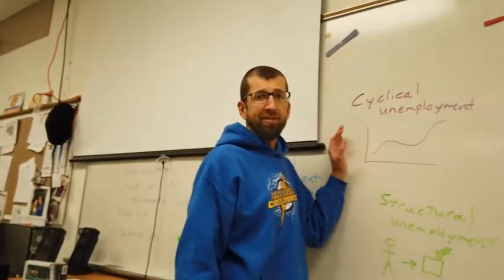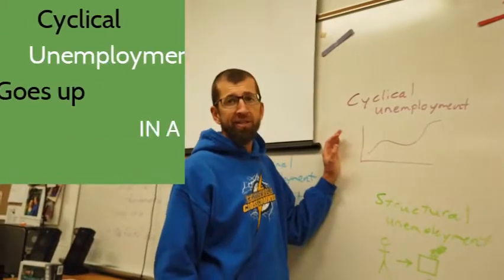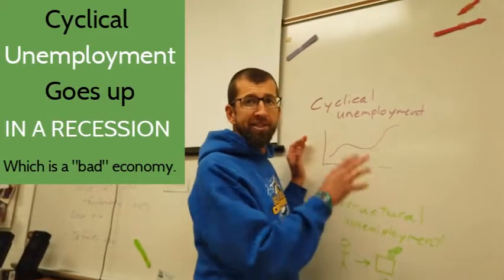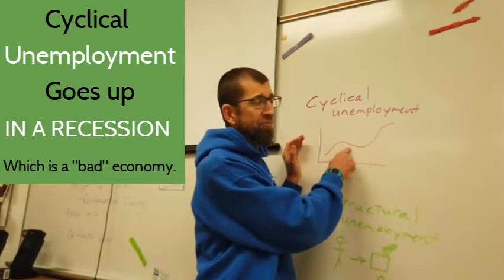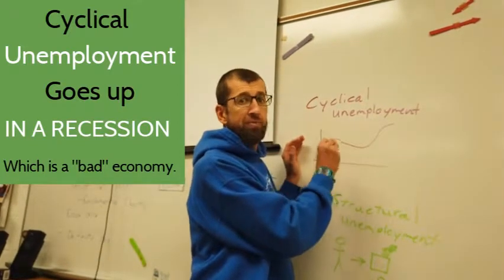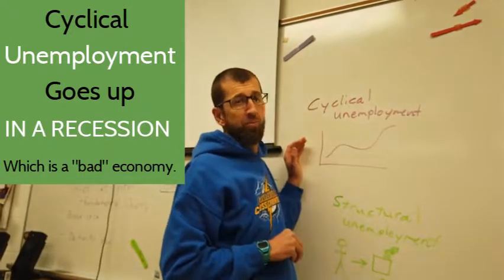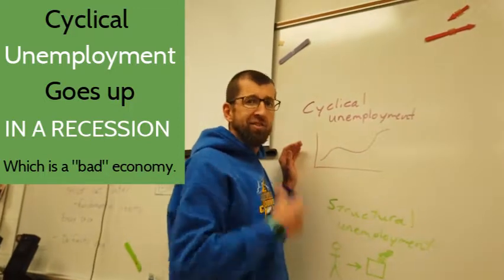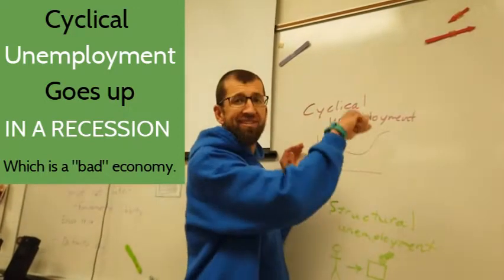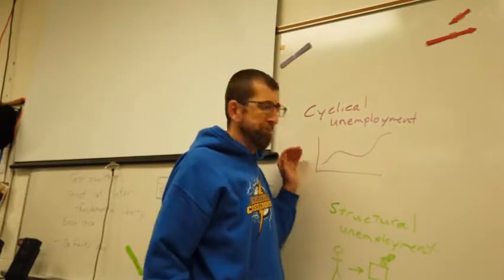The second type is cyclical unemployment. And when somebody is cyclically unemployed, that means that the business cycle has turned down. So it's something like a recession. And when we have a recession, we would expect to find more cyclical unemployment. When the economy is up and it's really growing, we expect to find less cyclical unemployment. So it's tied to the business cycle. That's why it's called cyclical unemployment.